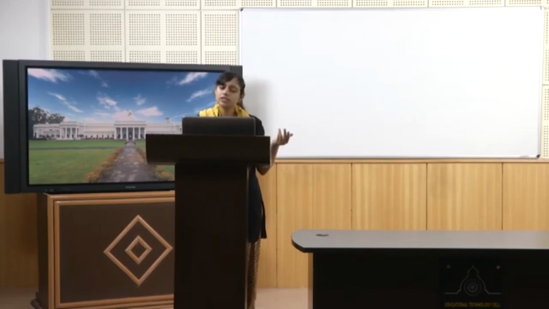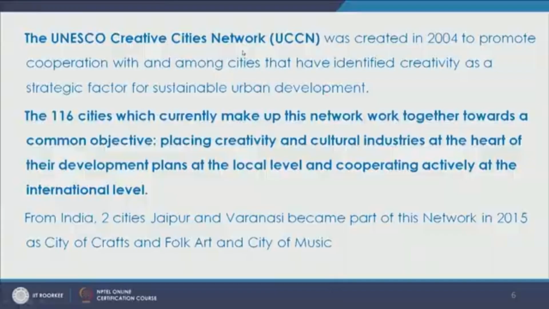We also tried to understand what the UNESCO Creative Cities Network is. This network currently has 116 cities and all these cities work together towards a common objective, placing creativity and cultural industries at the heart of their development plans at local levels as well as international levels. From India, we are very proud and fortunate. We have two cities, Jaipur and Varanasi, which are a part of this Creative Cities Network. Jaipur is known for its crafts and folk art, and Varanasi is in this list because of its music.